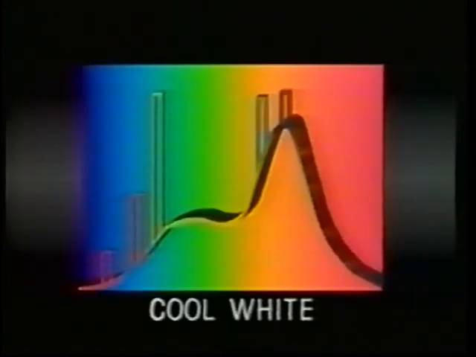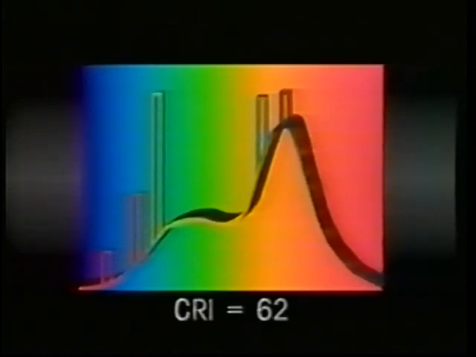This is the SPD of a cool white fluorescent lamp. The energy is plotted against the colors of the visible spectrum. As you can see, cool white contains a very large relative energy in blue, green, and yellow, and is somewhat weaker in orange, with a sharp drop-off in red. It is rated at 62 CRI, with a correlated color temperature of 4200 degrees Kelvin.